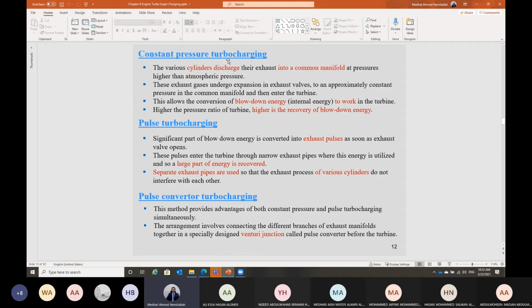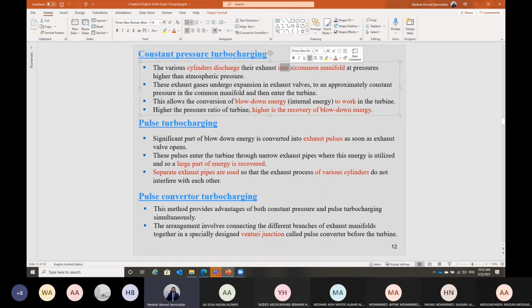In the case of a constant pressure turbocharger, as you know, the combustion in an internal combustion engine is intermittent. We have the intake stroke, then compression, and then the power stroke, the combustion. Then the exhaust gases leave in the exhaust stroke, and we wait three other strokes until another exhaust stroke. So the flow of the exhaust gases in an internal combustion engine is intermittent flow. That means it is pulsating flow.